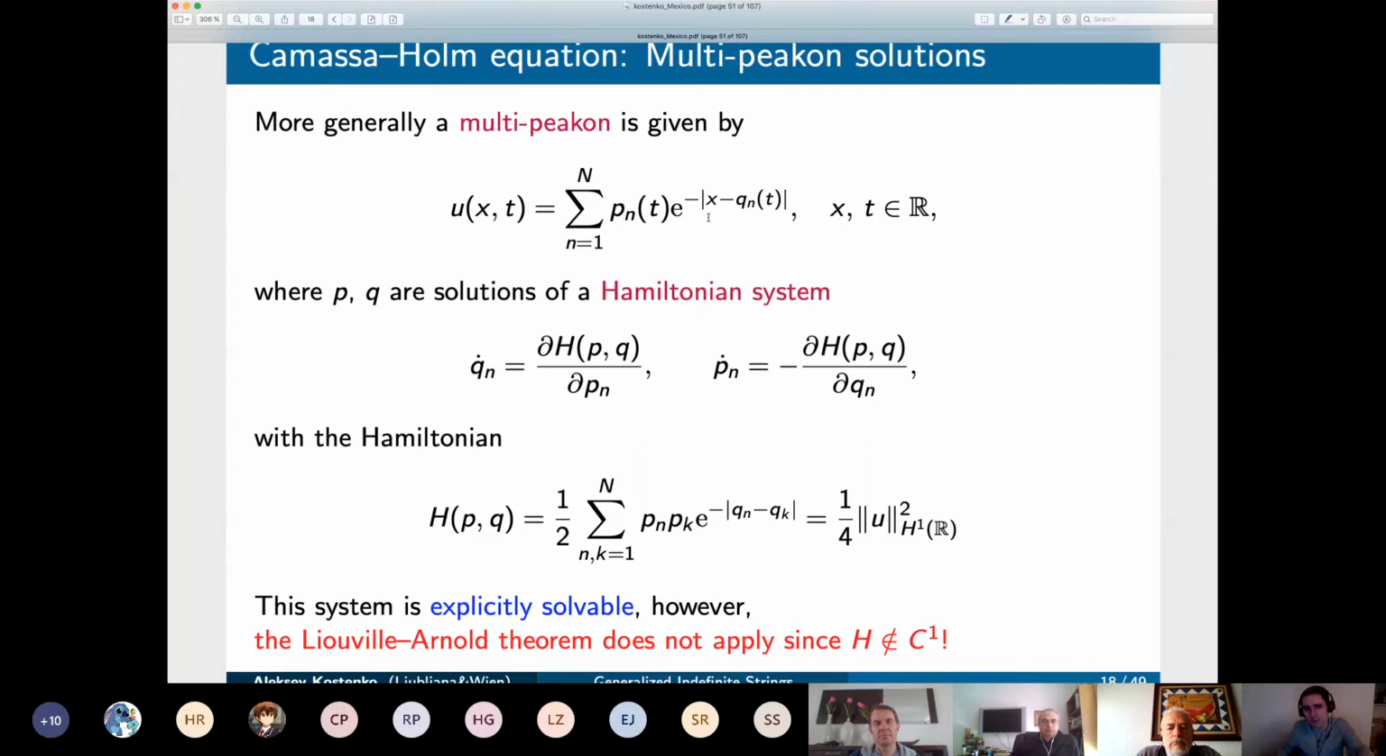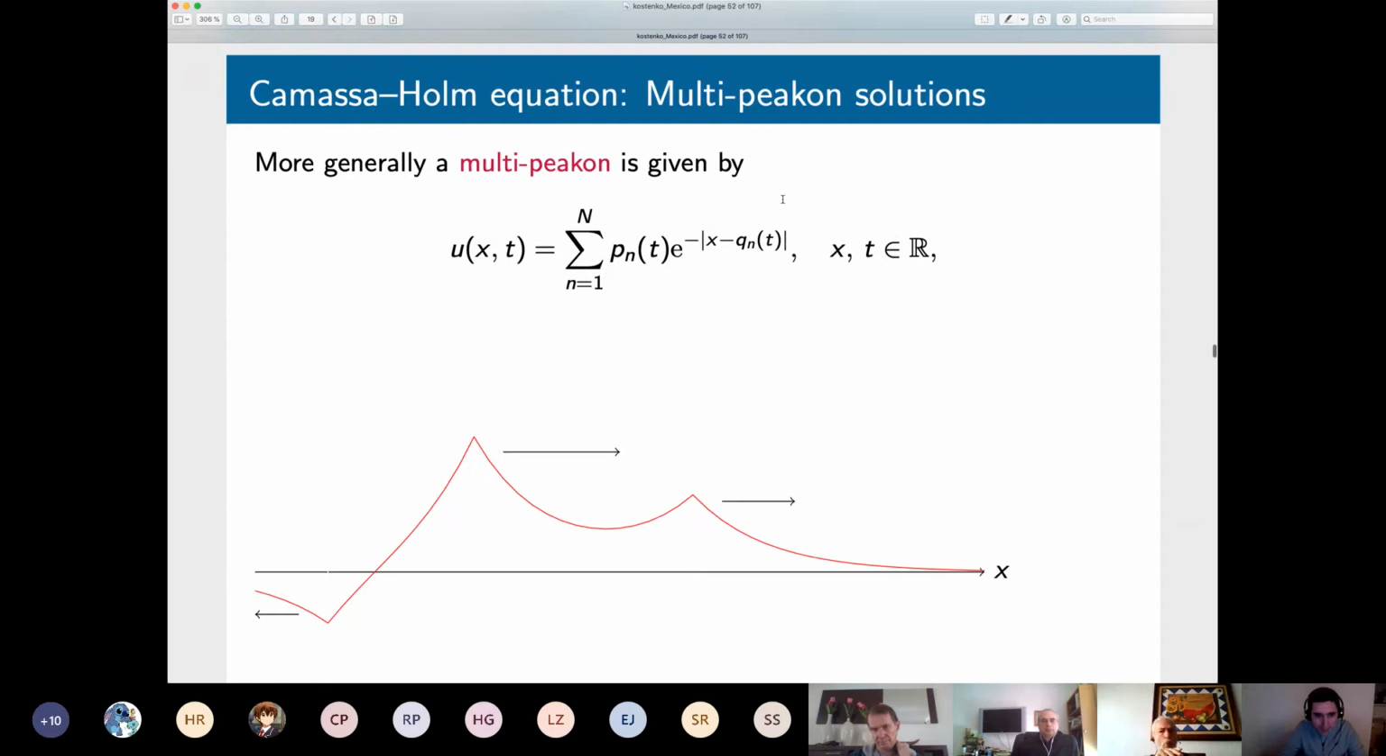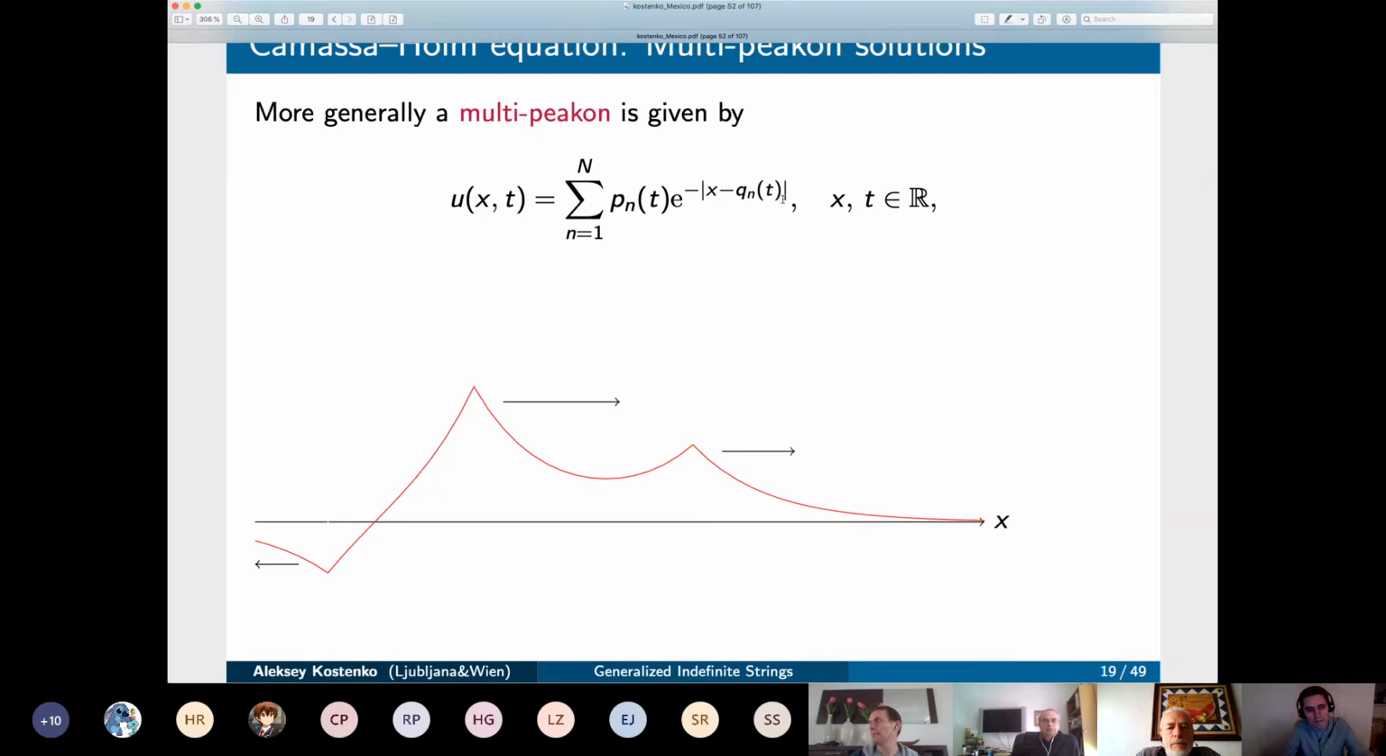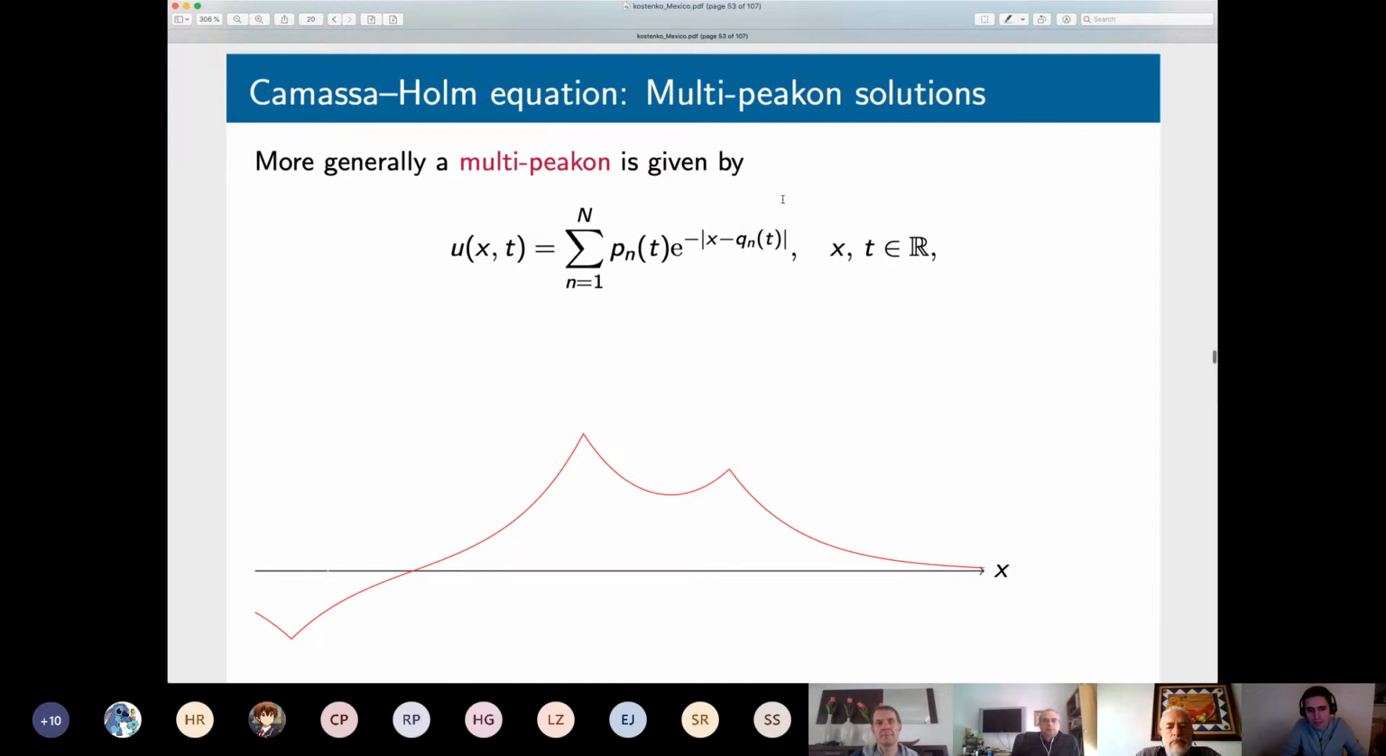In particular, this allows this wave breaking procedure. So this is the picture. If we discuss wave breaking, then here we have two positive peaks and one negative. Positive ones move to the right. And the interaction happens in exactly this way.